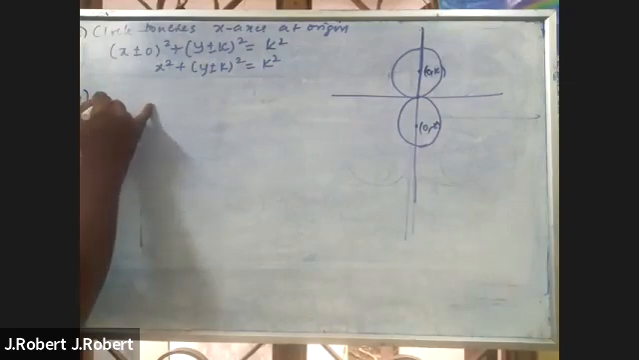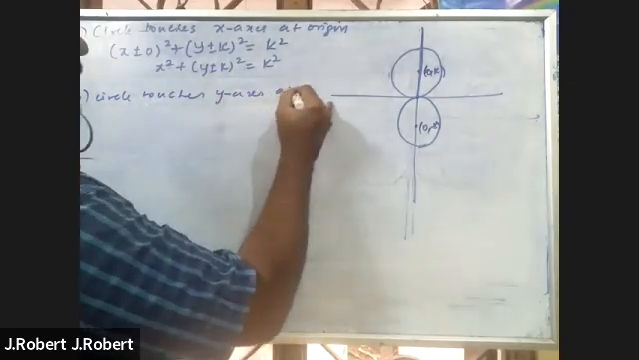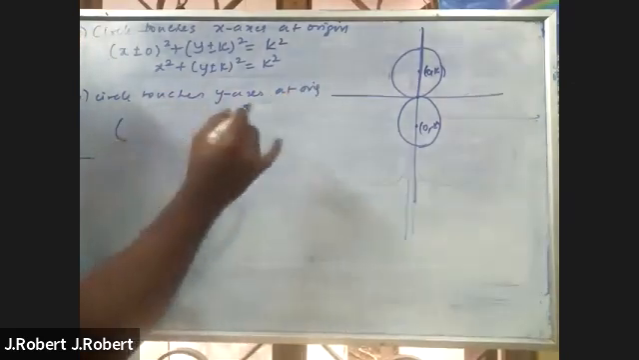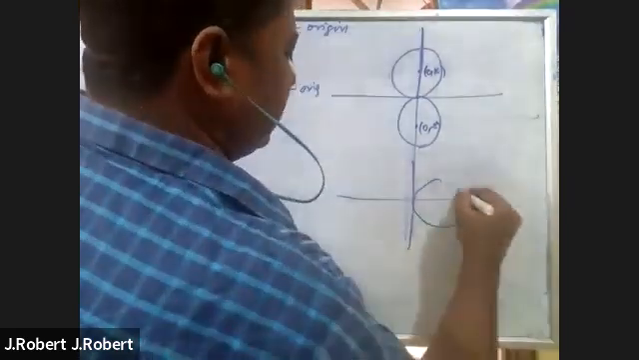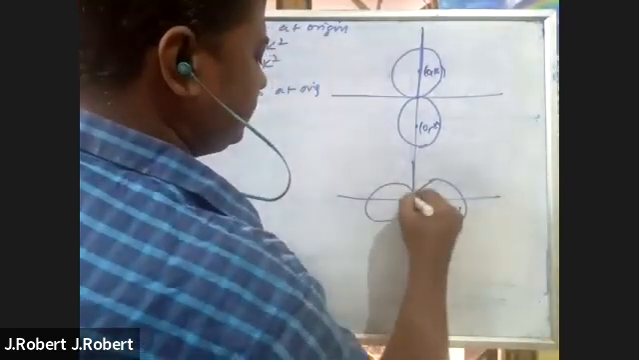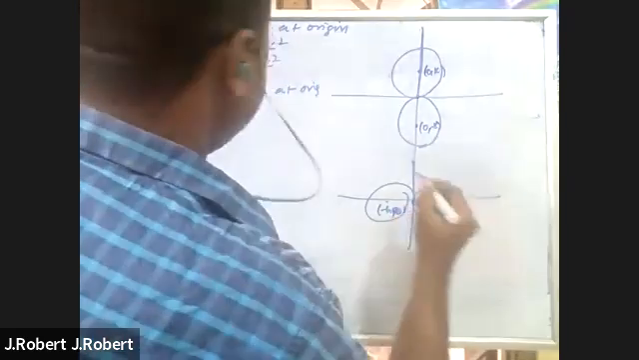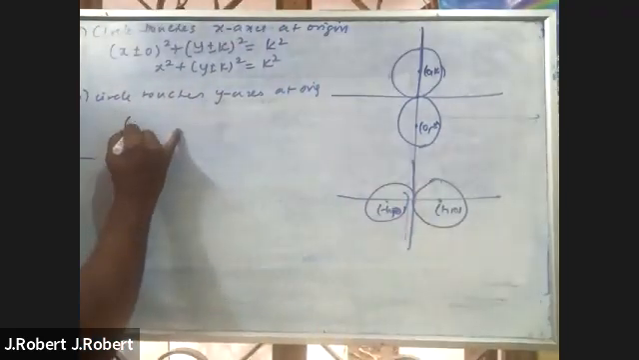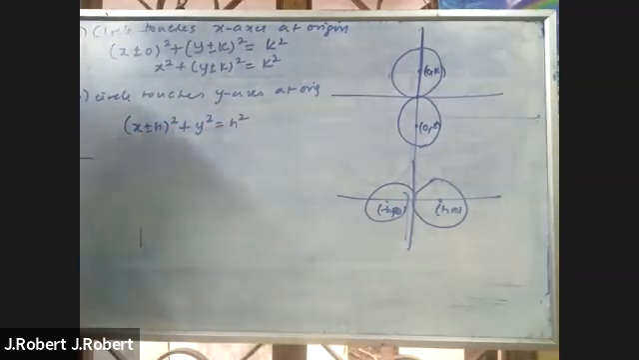Sixth case, circle touches the y-axis at the origin. Then the equation is similar, but here the center will be on the x-axis. So the point is h, 0, or here we can say minus h, 0. Therefore the equation becomes x plus or minus h the whole square plus y square equals h square. I think you understand this, so no need for further explanation.